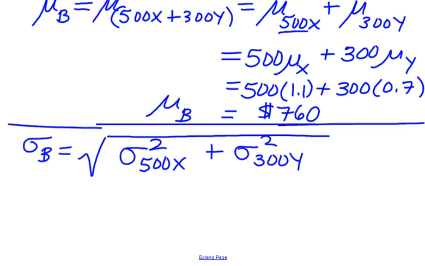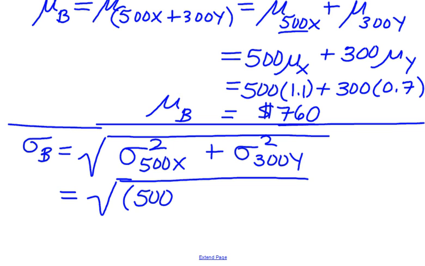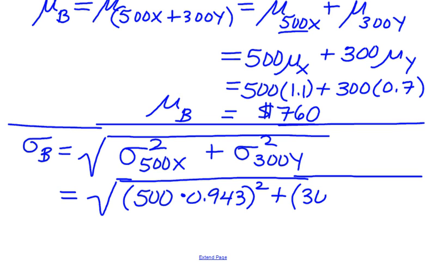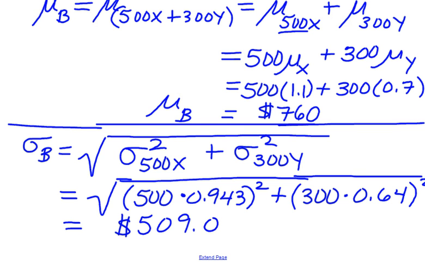What I'd like to show you now is that variance is going to come from multiplying not just 0.943 squared, but the standard deviation changes by a factor of 500. So my new variance includes that. For 300, the standard deviation is going to change by that factor of 300, so I need to multiply 0.64 by that and square it to get the variance. If we do our math calculations correctly, we'll find that the average of $760 could vary by $509.09.